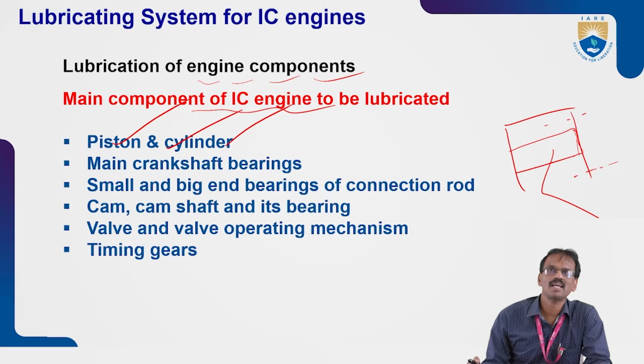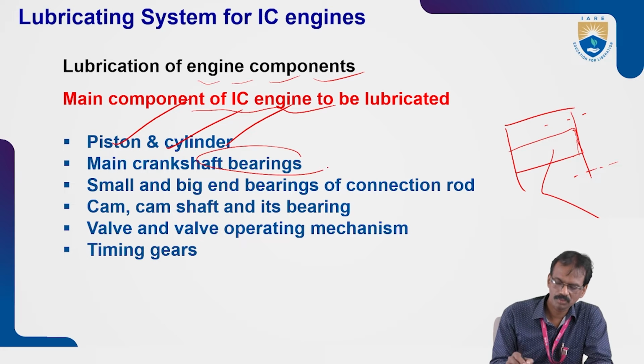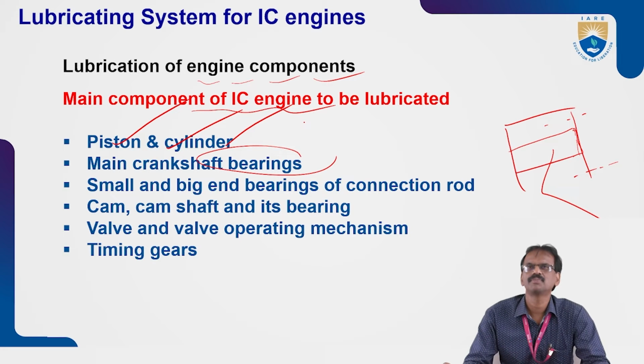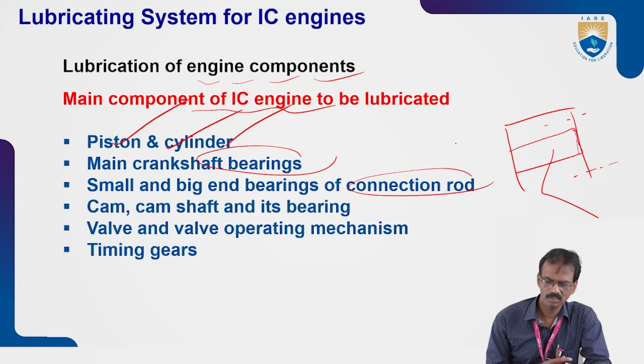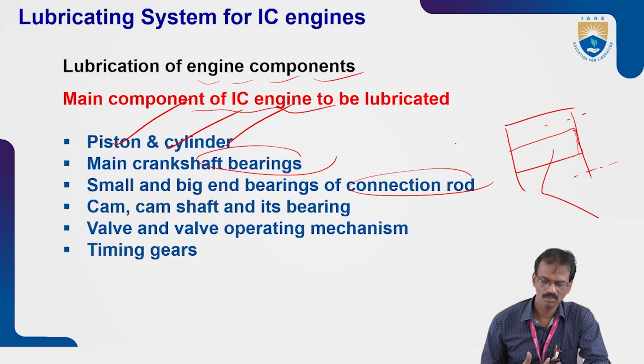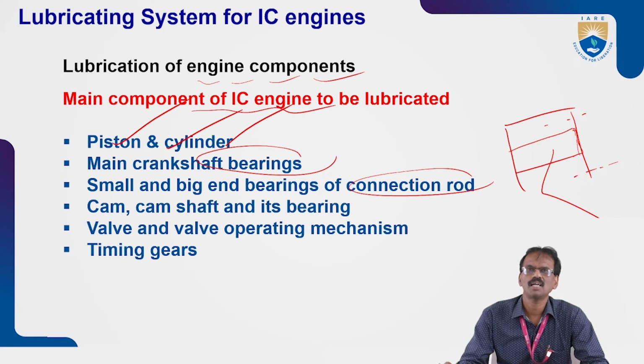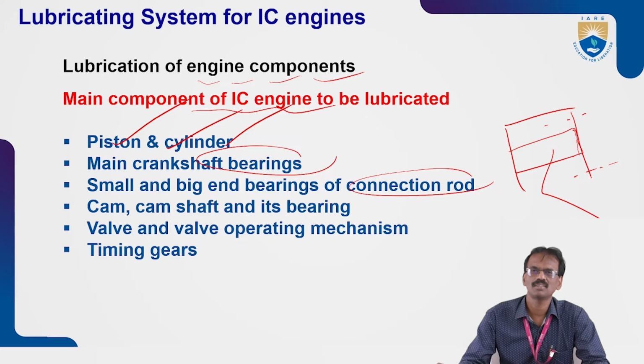Next, main crankshaft bearings also, for the free movement of the crankshaft and connecting rod. Lubrication system is very important. Next, small and big end bearings of connecting rods. Different bearings. So in bearings, lubrication is very important. We know this one. Next, the functioning of the cam and camshaft also, its bearings also.